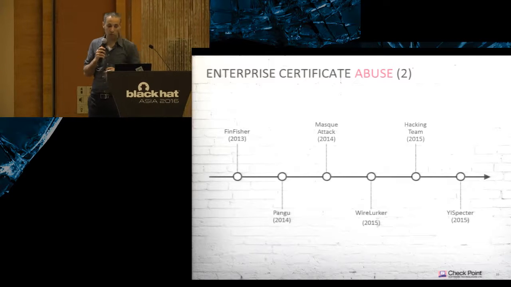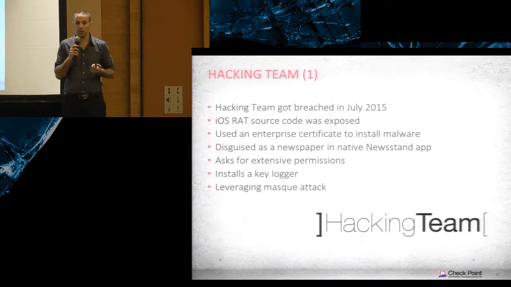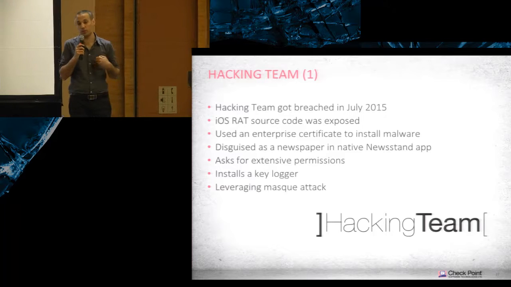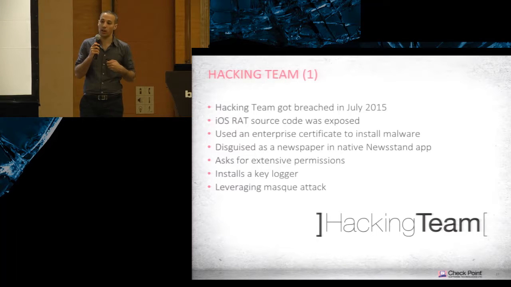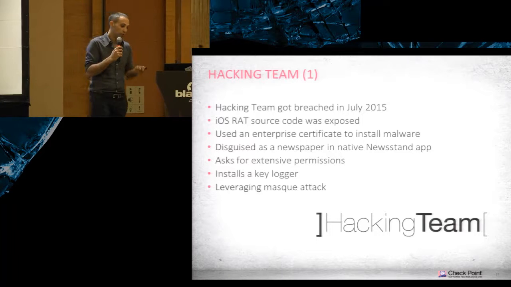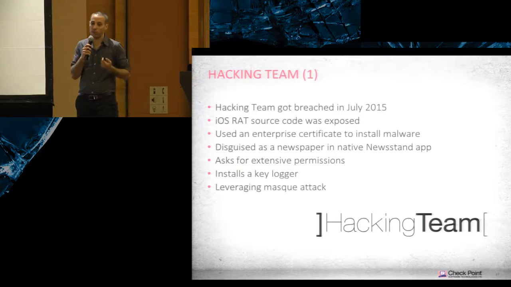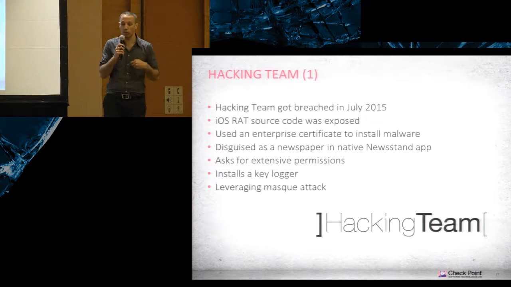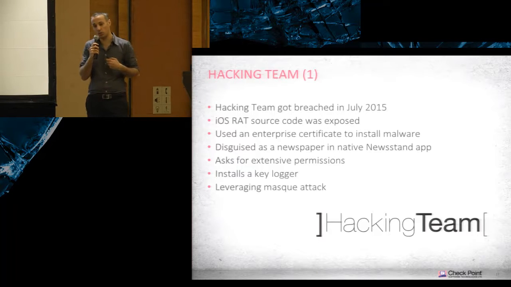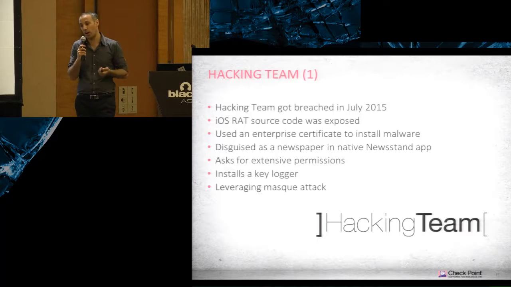And I want to focus a little bit on Hacking Team. Hacking Team is a high-end mobile surveillance vendor, meaning that they develop a mobile remote access Trojan and sell it to government agencies, so they will be able to track suspects. What was funny about Hacking Team is that they got breached last year. And one of the things that the attacker did was upload all of their source code to the internet. When we investigated and analyzed the source code, one of the things we found there was an iOS remote access Trojan.